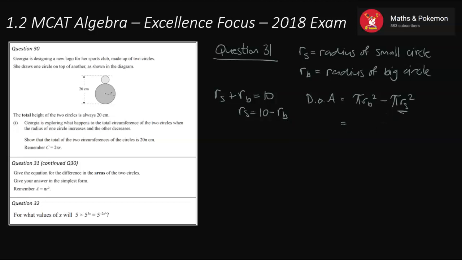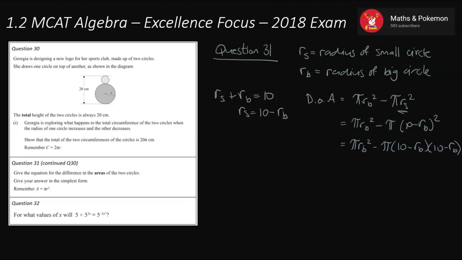So carrying on, that's going to be equal to pi RB squared minus pi, and then we've got our brackets, 10 minus RB squared. Now, this is going to be a bit messy. This here relates to our quadratics. It's a perfect square, so I'm going to have to write it out as a double bracket. So that's going to be equal to pi RB squared minus pi times 10 minus RB, and the same bracket coming up twice. So we've got that there.